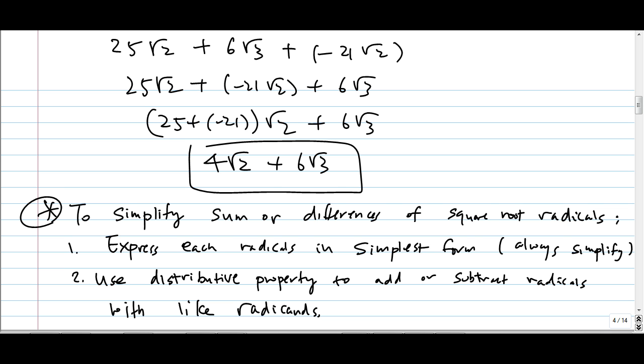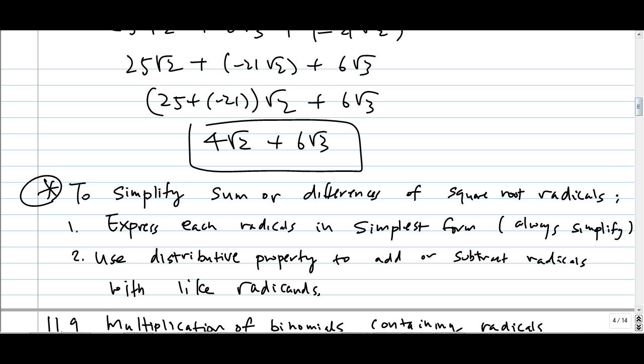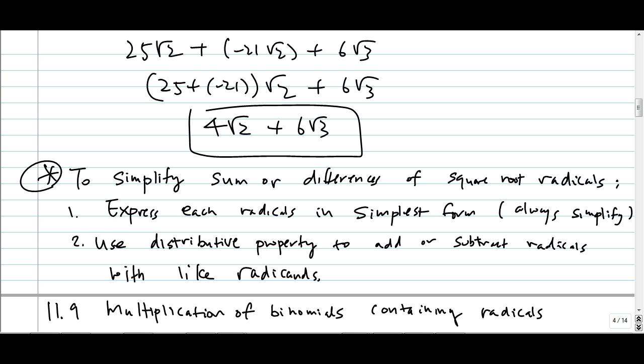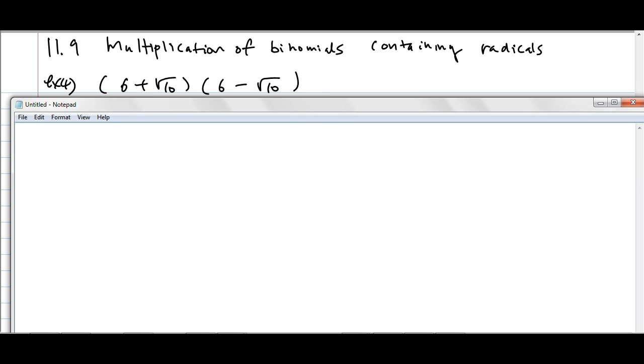So write this down. Let me switch gears a little bit and go into 11.9 now. I'm going to combine these two sections together. They're pretty straightforward. 11.9 is about multiplication of binomials containing radicals. So that's our topic for 11.9. You're going to see some binomials with radicals. Okay, here's our first example.